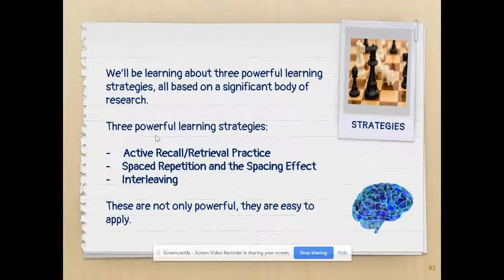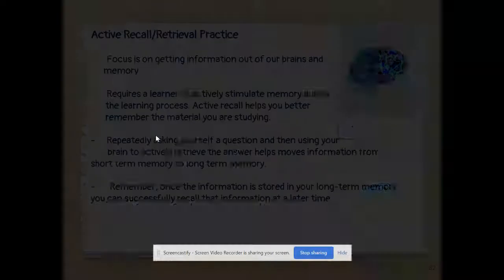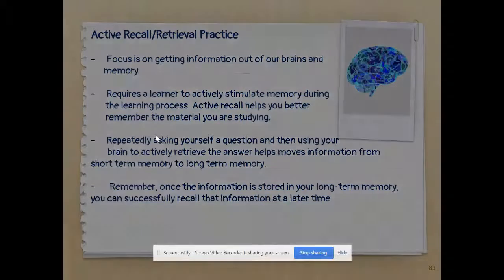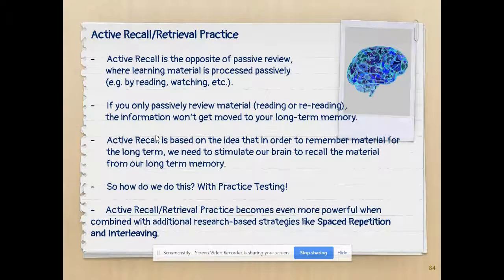The three strategies that we're going to cover very briefly today are active recall and retrieval practice, spaced repetition and the spacing effect, and interleaving. They are not only powerful, they are also very easy to apply. Active recall focuses on getting information out of our brains and memory. It requires a learner to actively stimulate memory during the learning process. It's the opposite of passive review, where learning material is processed passively, for example, by reading or watching only.